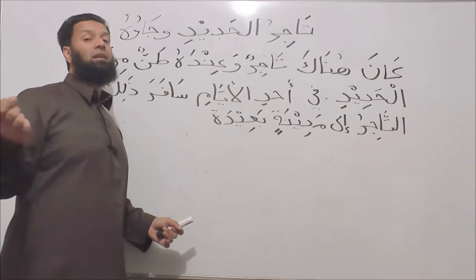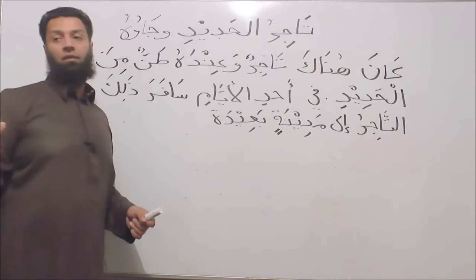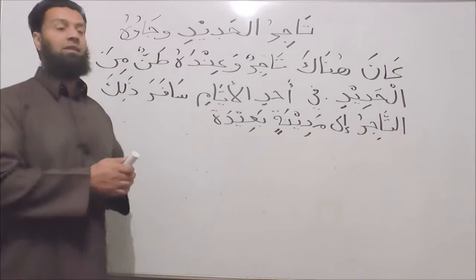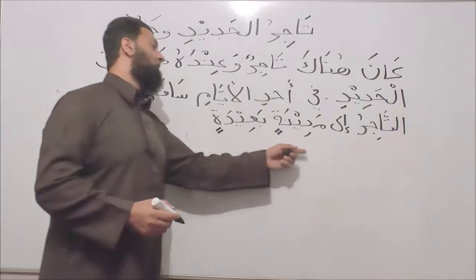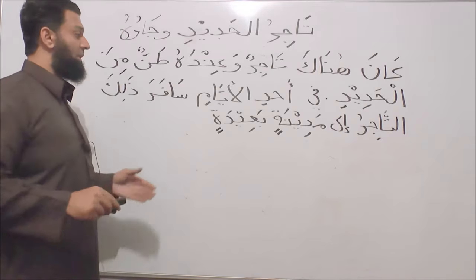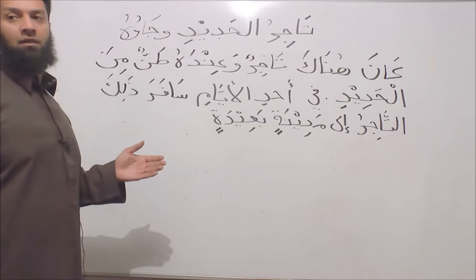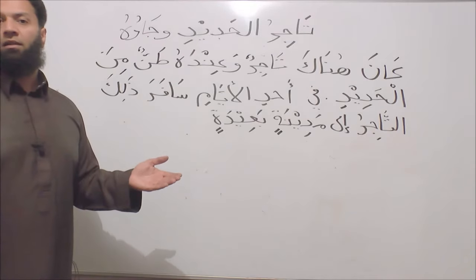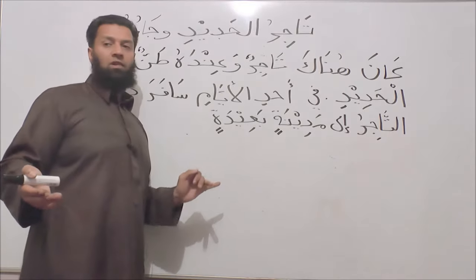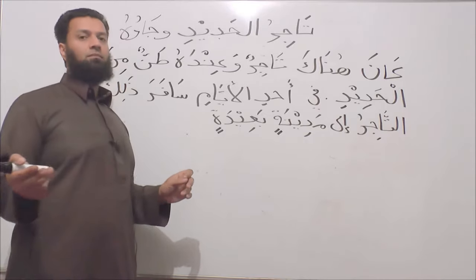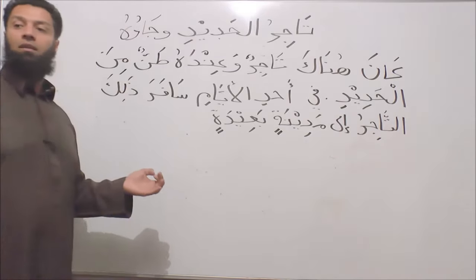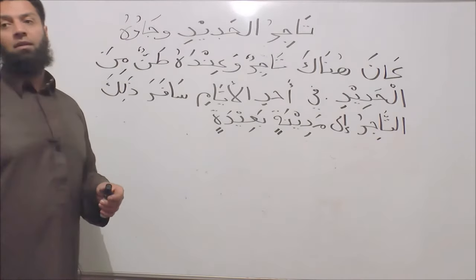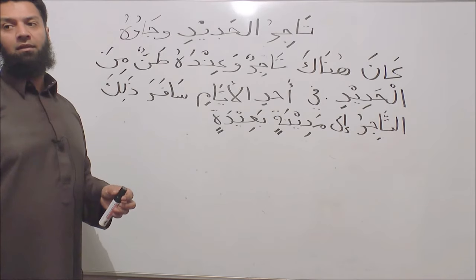Because it's qualifying madinatin, and madinatin is a female word. Therefore ba'idatin has to be female. What's the relationship between ba'idatin and madinatin? It's not an idafa. How do we describe this relationship? Ila madinatin ba'idatin, a city far away. Remember, we've done this. It has to follow the same state, because it is a na'at or sifa, a description. It's an adjective of the ismun that preceded it. That bit's easy.